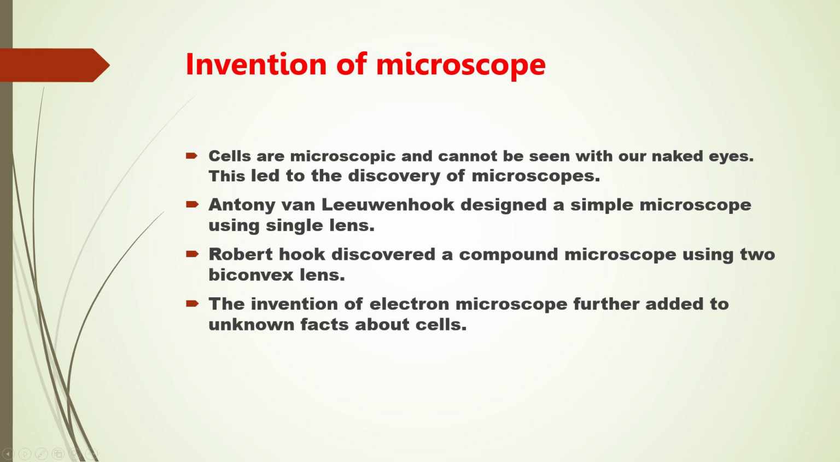Okay, after the discovery of a simple microscope, it led to the discovery of a compound microscope, which was designed by a scientist called as Robert Hooke, who used two biconvex lenses in a compound microscope. So the microscope that we have in our laboratories is a better advanced version of a compound microscope that was designed by Robert Hooke. Then it led to the invention of an electron microscope, which further added to the unknown facts about the cells, the minute detailing present in a cell.